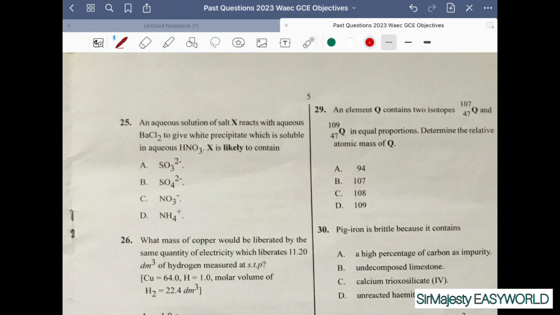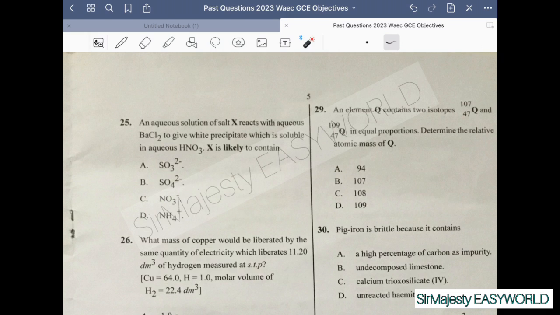An aqueous solution of salt X reacts with aqueous barium chloride to give a white precipitate which is soluble in aqueous HNO3. X is likely to contain... This is a fact that we should master.